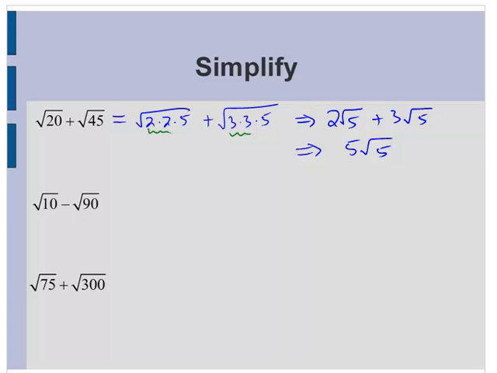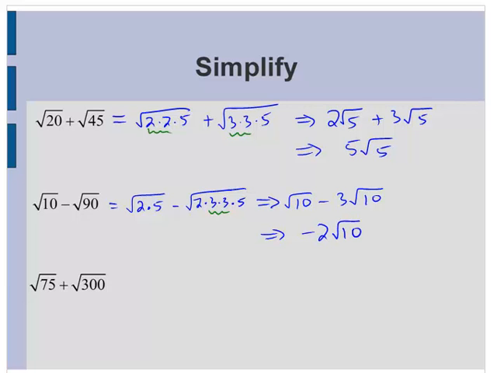Square root of 10 minus the square root of 90. Now 10 can only be factored as 2 times 5. So I can't pull anything out there. 90 is 2 times 3 times 3 times 5. So I've got a pair there that I can pull out one. So 2 times 5, that's the square root of 10, minus 3 times the square root of 10 would be negative 2 times the square root of 10.